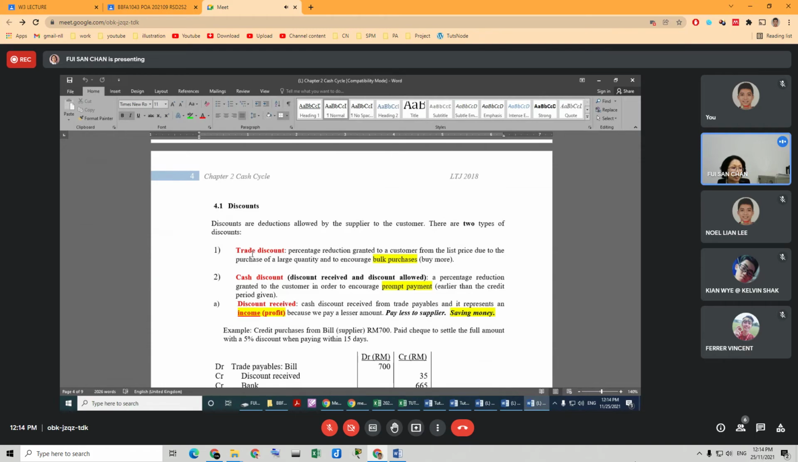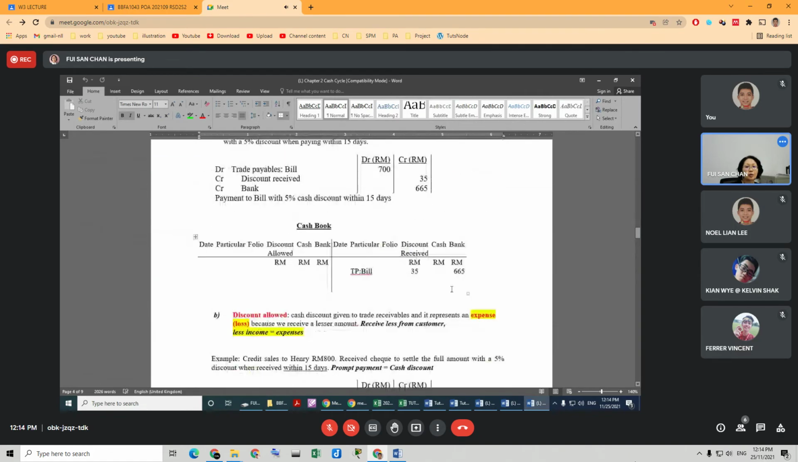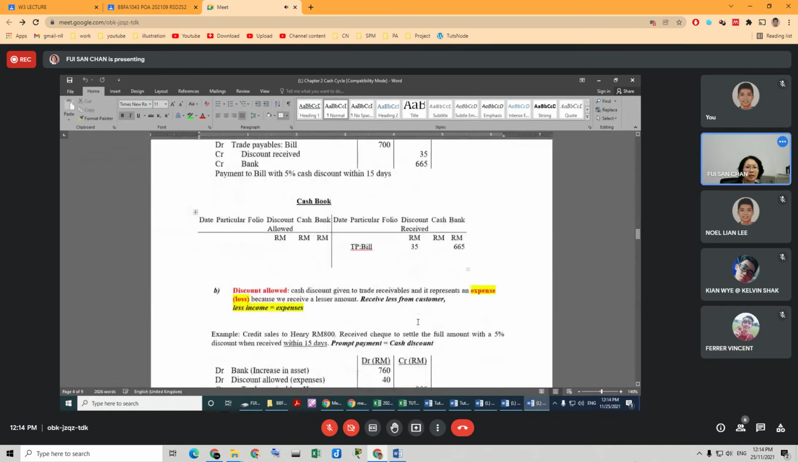Cash discount, we have discount allowed and discount received. So discount allowed is debit side or credit side? Debit. Yes, discount allowed is debit, it is our expense. Discount received is credit, it is our income. So that proves income is always on the credit. All right, okay, so cash book.